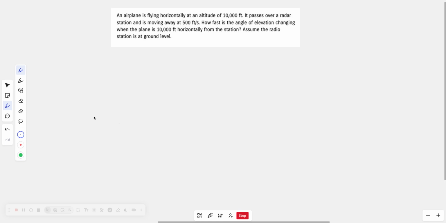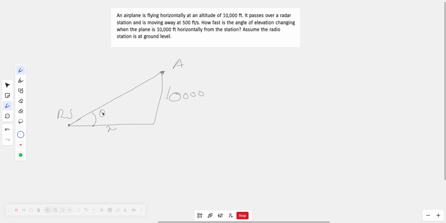So again, we're going to use a diagram to model this situation. So this point over here is going to be the radio station. This is going to be the airplane over here. So the altitude is 10,000 feet, which won't change. And this horizontal distance, I'm going to represent with x. Even though this question says that it is asking for the angle of elevation when the plane is 10,000 feet horizontally from the station, I'm going to represent it by x because that distance can change.